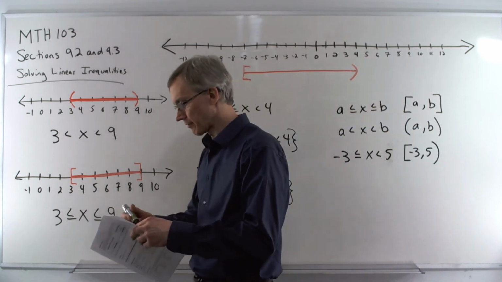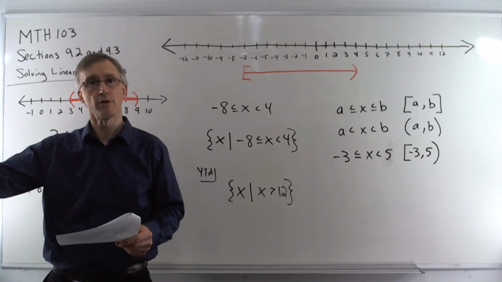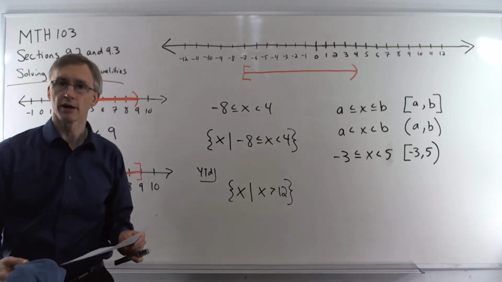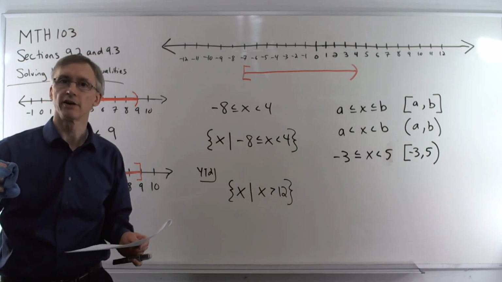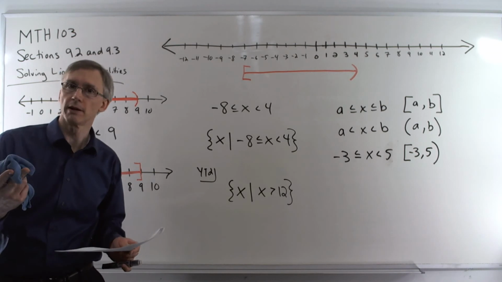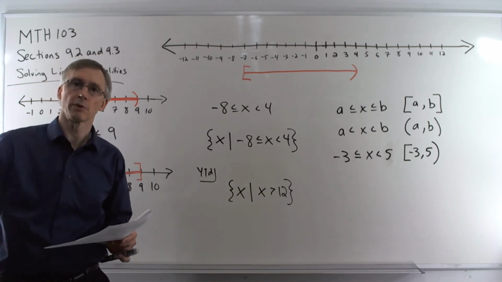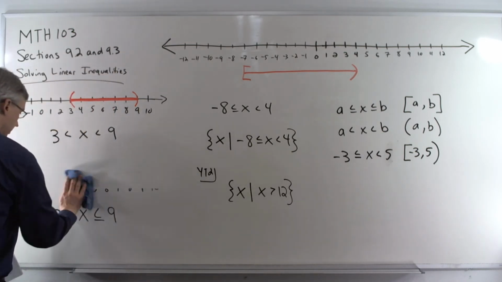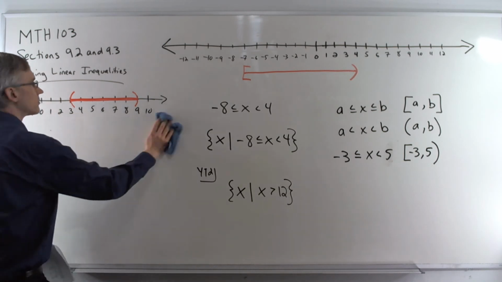Now, not all intervals are going to have two endpoints. Some of them just go on forever. Like our initial example about whether or not a company can be profitable. Well, any amount of income over a certain minimum amount means the company is going to be profitable. So that number can go as high as we want. So we're going to use infinite intervals for that situation.